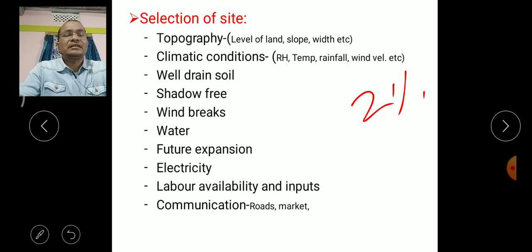Windbreaks are an obstruction where maximum wind velocity is possible in some areas. Basically it is your coastal area where the wind velocity is somehow high. So in that condition, to protect the structure, there are some windbreaks. Windbreaks surround the greenhouse structure. A number of tall trees are planted which can obstruct the wind velocity as well as protect your structure. Next is your water.